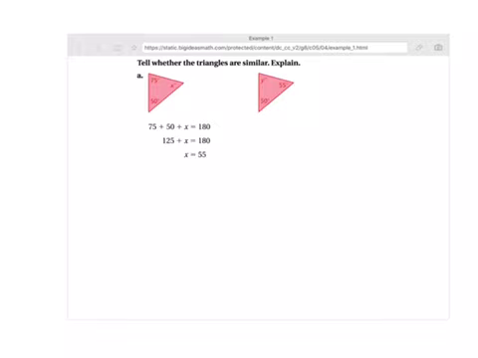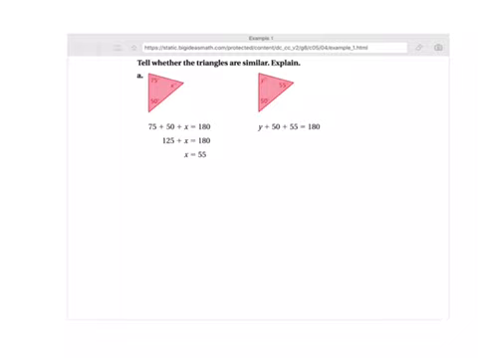So now let's find the missing value over on the second triangle. Notice that so far it's looking good because we have a 50 and a 55, and we just found out that the value for x in the first triangle is 55. So let's see if y ends up being 75.